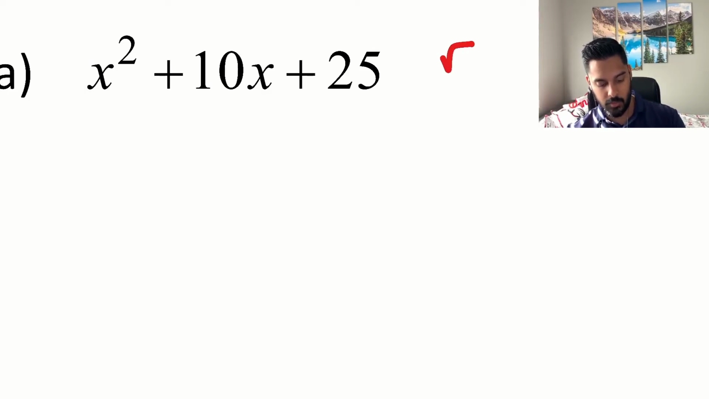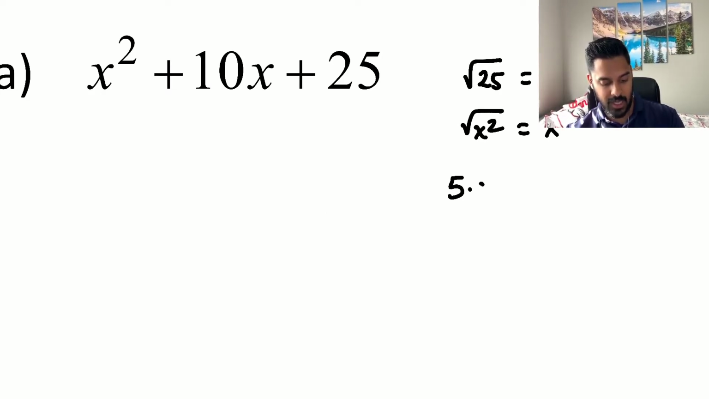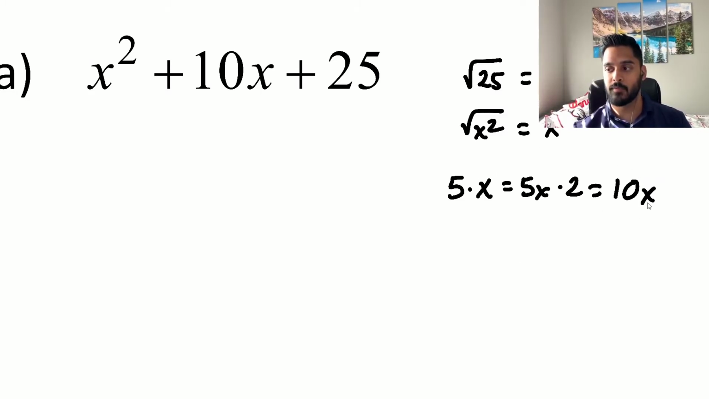So square root, oops, let me change this to black, change the size there. Okay. Square root of 25 is 5. Square root of x squared is x. So 5 times x is equal to 5x. But then if I double it, as long as I get my middle term, this is a perfect square trinomial. So I've got 10x from doing that, and yes, this does work.